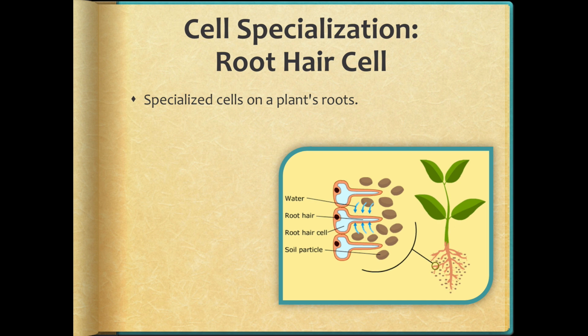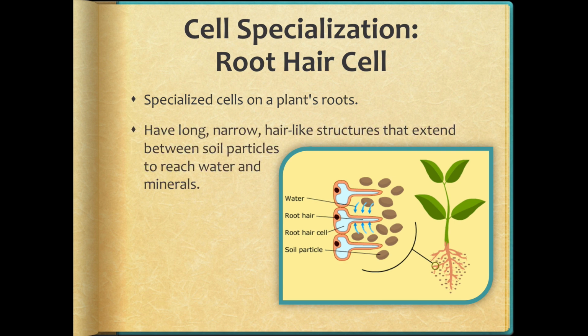The next specialized cell we're going to look at is root hair cells, such as the roots. If you look at a root of a plant, it has little hairs. That's what we're looking at. These are specialized cells on plants' roots. They have long, narrow, hair-like structures that extend between the soil particles in order to reach water and minerals.